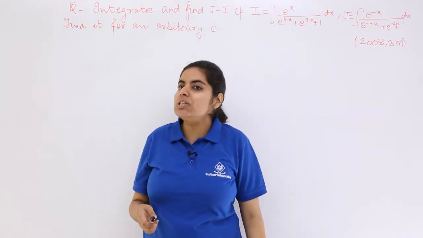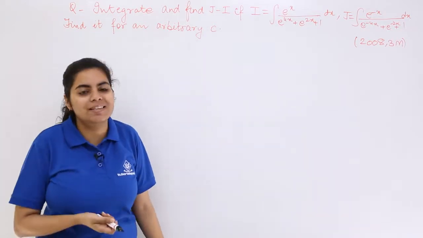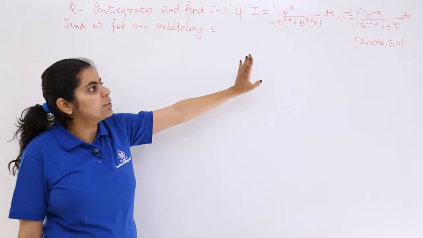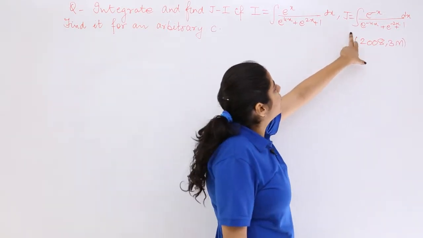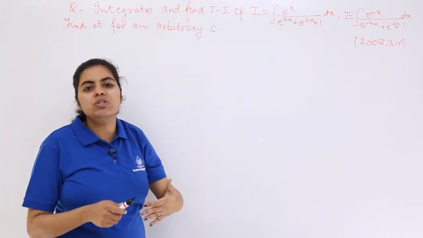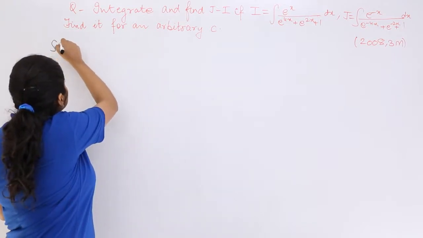The question also says that you have to find J minus I for an arbitrary constant c. So how to do this question? The question asks you to find J minus I. First let's see what is I, all positive. What is J? The powers are in minus. Let me take the powers in the denominator so as to convert into positive. That becomes easy, and I write here the solution.